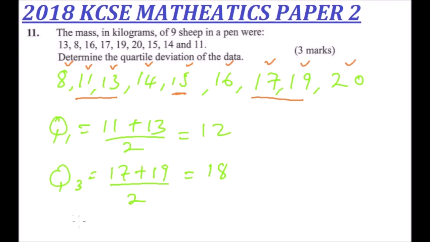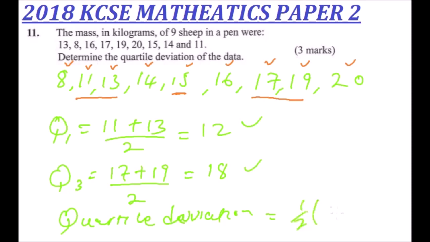So quartile deviation is equals to the average of these two, that is 1/2 into bracket, the difference of the upper quartile and the lower quartile. We have 18 minus 12, and that should give you 6. 6 times a half will give you 3. So that is the quartile deviation of this data, and you earn yourself 3 marks.